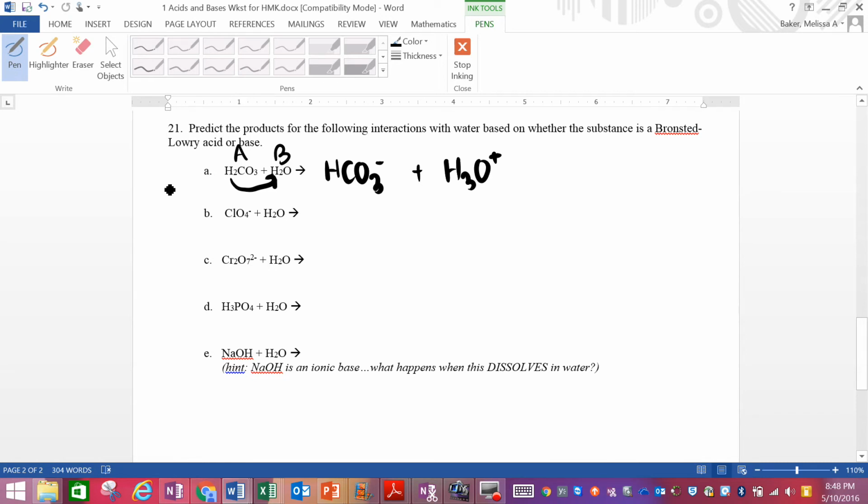Okay, I'm going to let you figure out the rest. Actually, I'm going to help you with B. I'm going to write out this H2O as HOH because it's a little easier to see. This is donating a hydrogen. It's the only thing that can. So this becomes HClO4 plus OH minus is all that's left. So this is a base and water is acting as an acid.